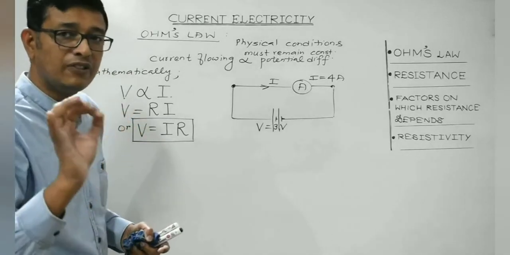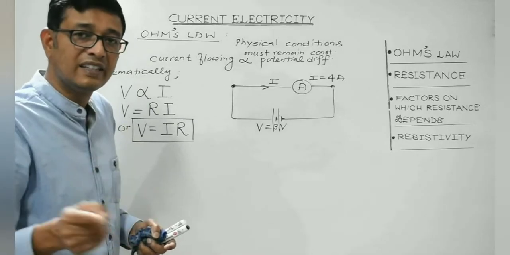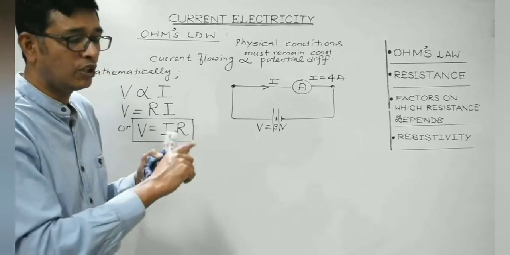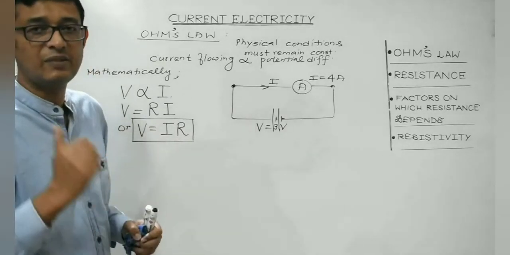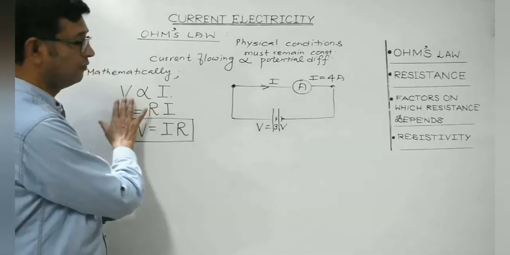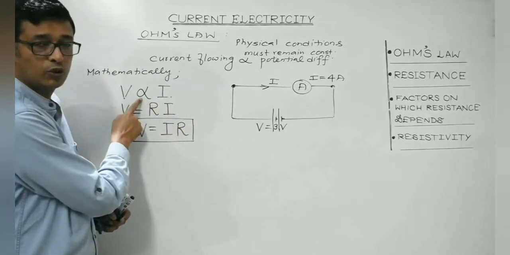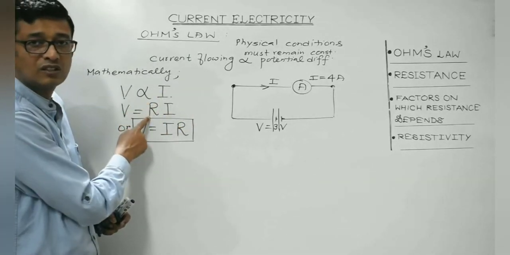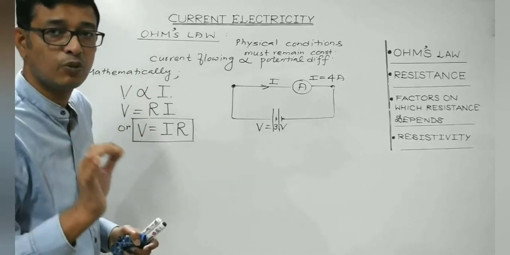So under similar physical conditions, the current flowing through a conductor is directly proportional to the potential difference applied across the ends of the conductor. So that's the statement of Ohm's law. Mathematically, V is proportional to I. In order to eliminate this proportionality sign, we need to introduce some constant, and this constant is represented by capital letter R.